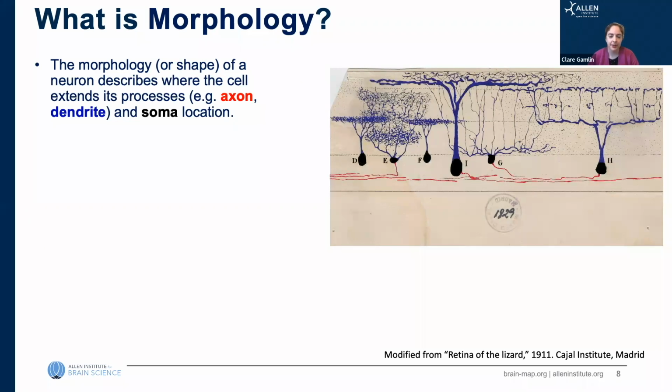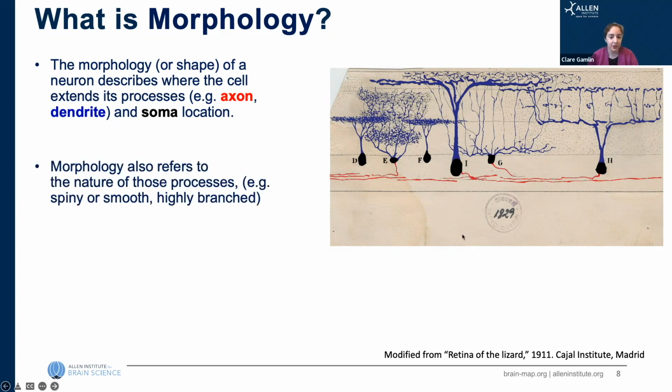And so here I'm indicating on this drawing to the right, dendrites in blue, soma locations in black, and axons in red. And we care about morphology because we know from the morphology of a neuron where a cell is receiving input, so where its dendrites are located, and where it's providing output, where its axon goes. And scientists have been observing neuromorphology for over 100 years. So this drawing here to the right is from Ramon y Cajal, drawn in the early 1900s. And these are retinal ganglion cells from the lizard retina.